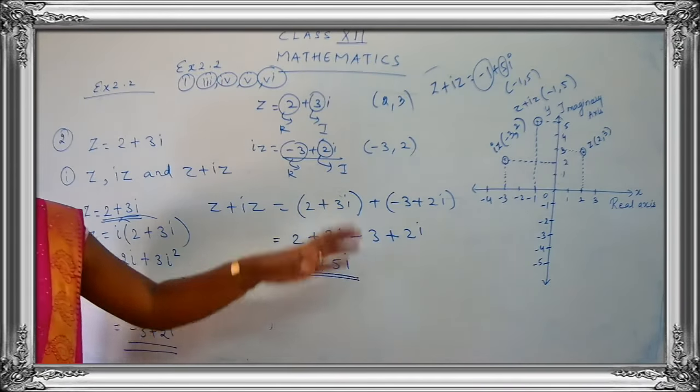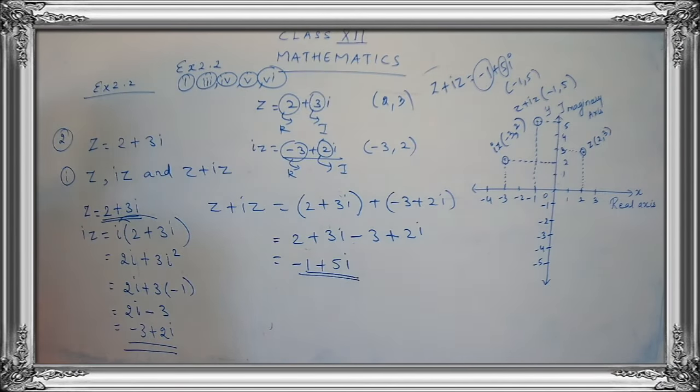See, this is what is called as Argand diagram. We have represented the complex number using a graph. That is, we have represented the x-axis as the real part and we have taken the y-axis as the imaginary axis. So I hope you are clear with the Argand diagram. Yes, children? Yes, good. So this was the first part.